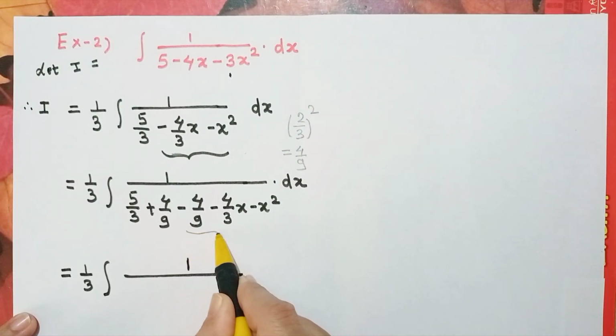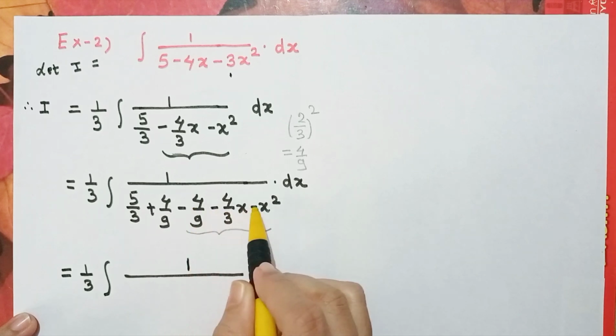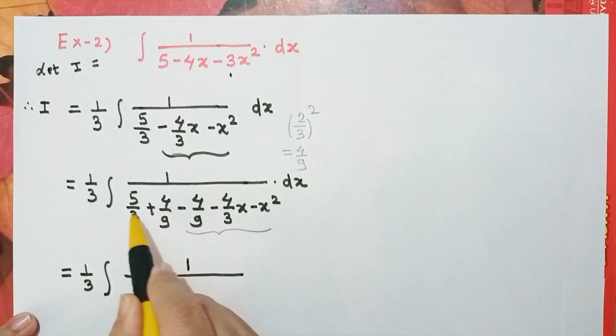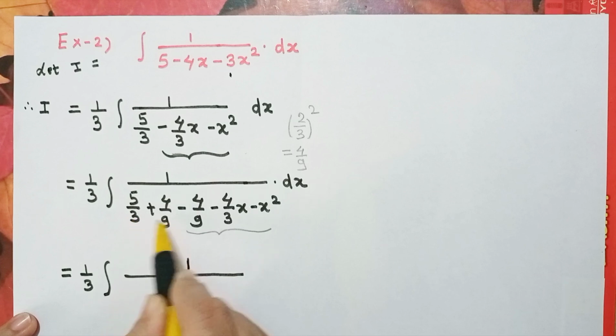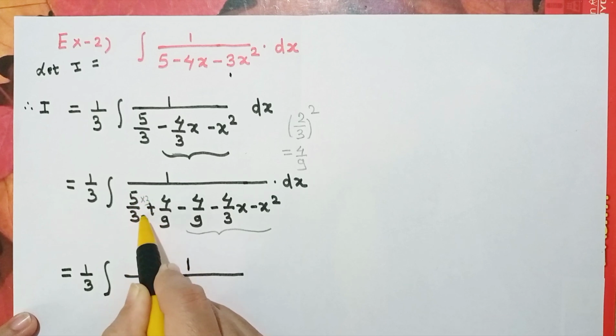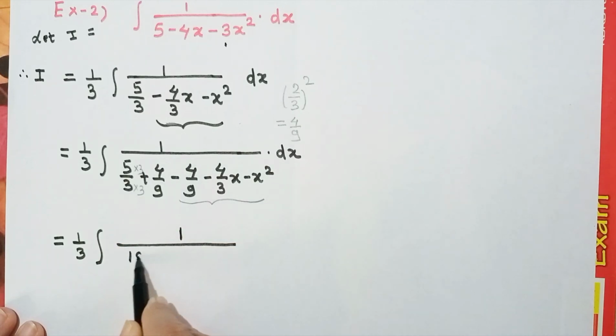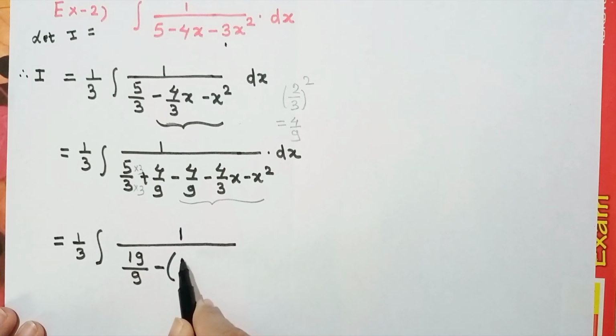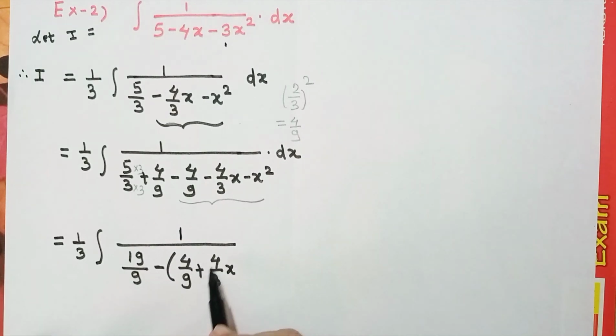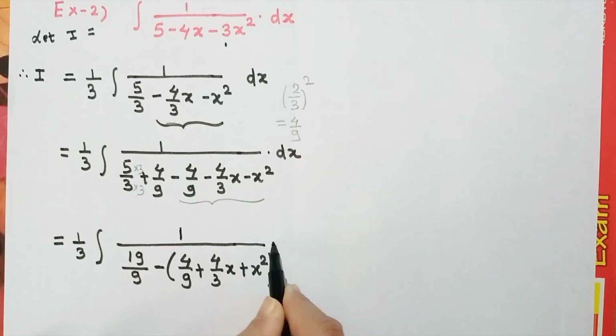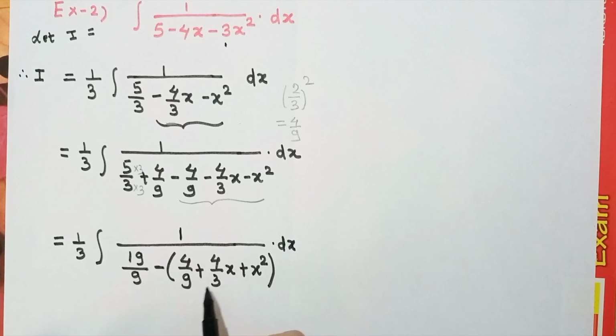Now this is the expansion of a complete square. So from these three terms we will take the minus sign common, and here we will add up these two terms. Now check the denominator, here 3, it is 9. So upside and downside I will multiply by 3, and so 5 3s are 15 plus 4, 19 upon 9, and here we will take the minus sign common out, 4 by 9 plus 4 by 3x, and then plus x square, and this is dx. Now we will keep these two terms in complete square form.